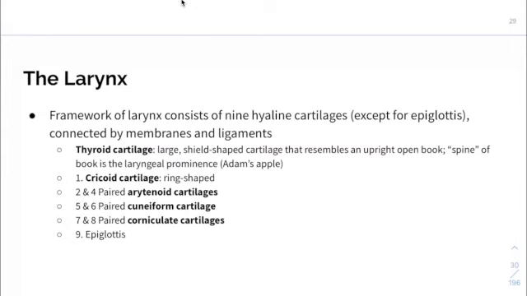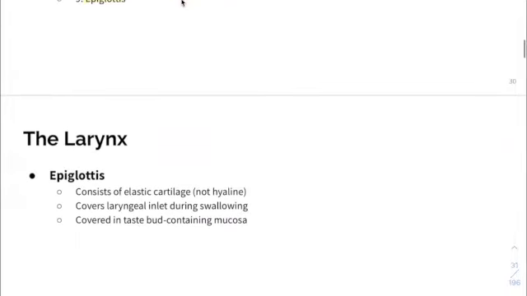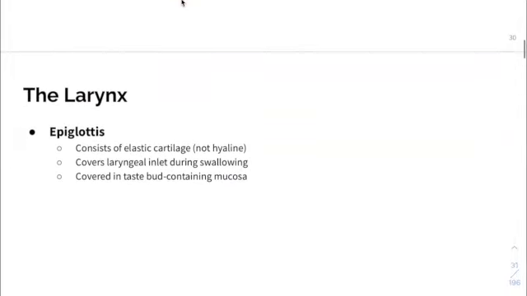But we also have cricoid cartilage, arytenoid cartilages, cuneiform cartilage, and corniculate cartilage, along with that epiglottis. So let's first look at the epiglottis.